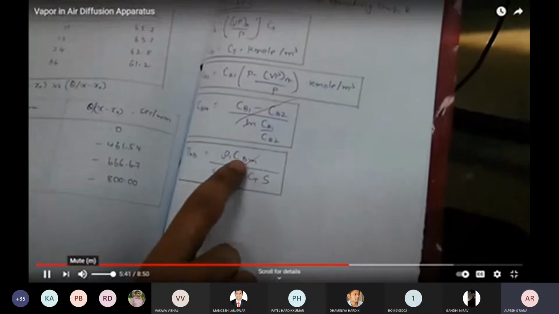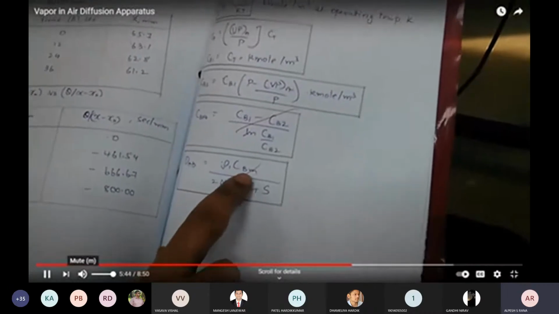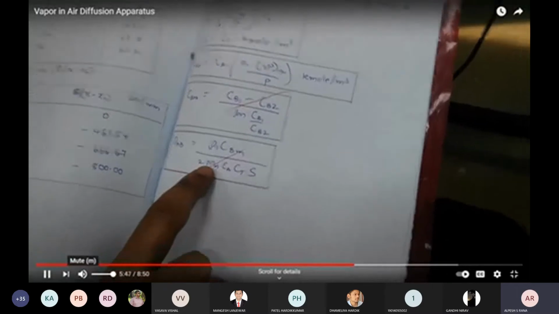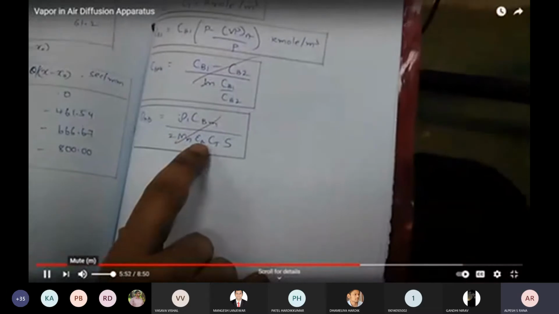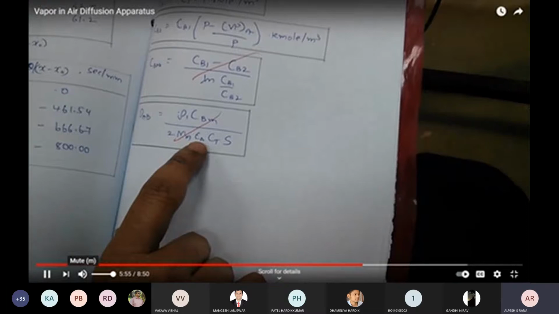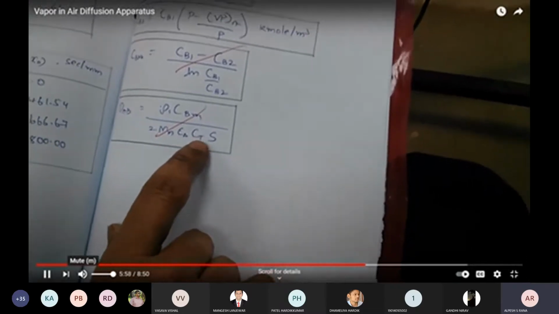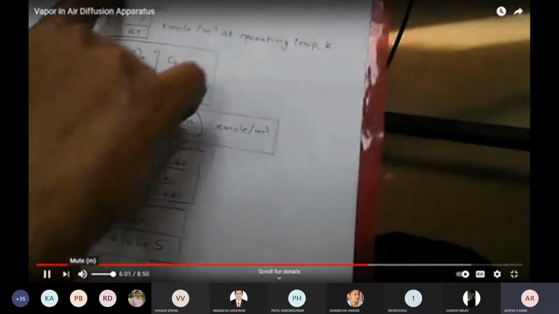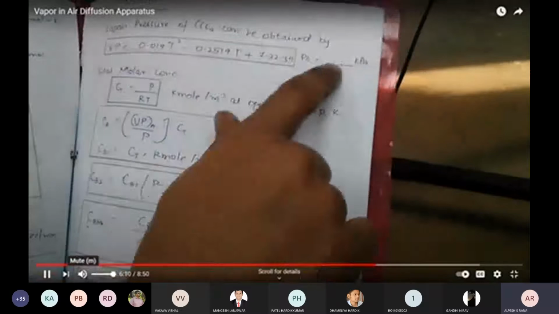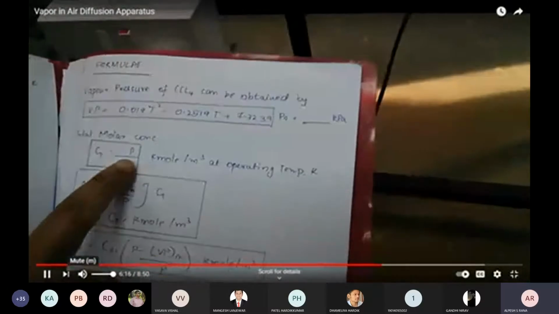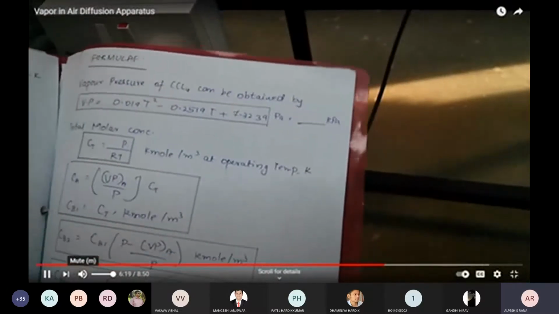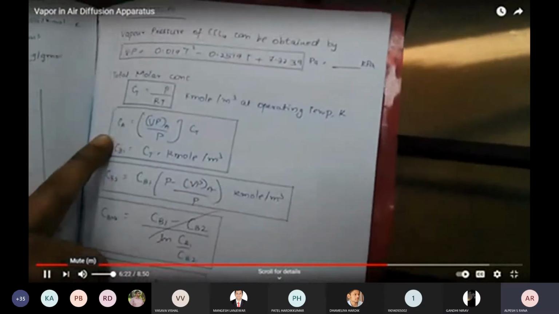And CBM is the mean molar concentration, right? And MA is the molecular weight of acetone. CA is the concentration of component A, and CT is the total concentration. There are relations for calculating the total concentration. CT is equal to P by RT, where P is the vapor pressure, which is given by this relation, where T is the temperature, given in kilopascals. That is substituted here, and CT is found out. Then CA is also found out, right?